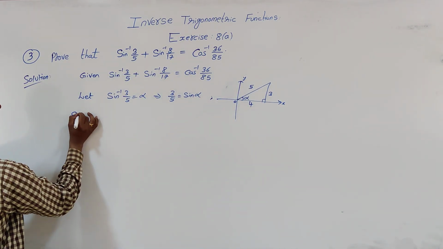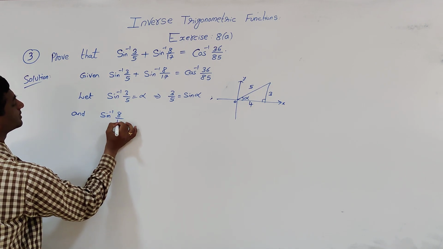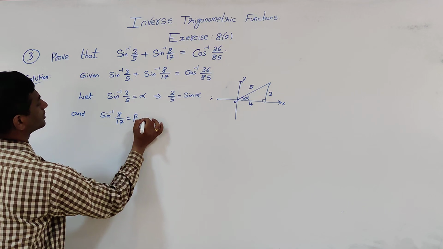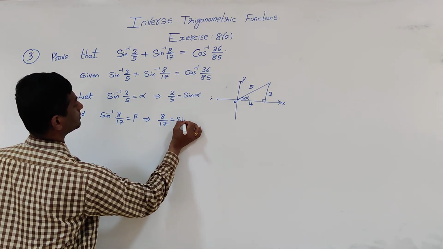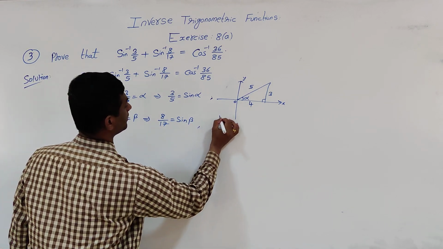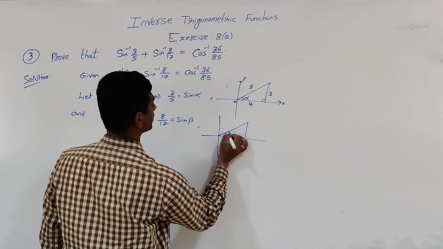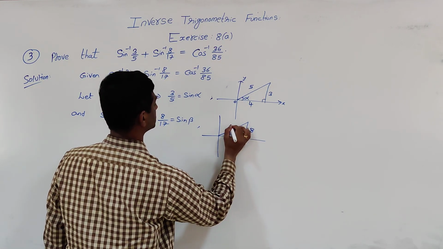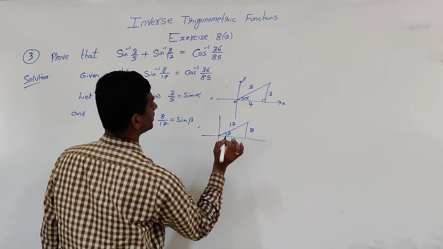Next, sin inverse of 8 by 17 is equal to beta. So 8 by 17 is equal to sin beta. Again we draw one more right angle triangle for beta. Opposite side is 8, hypotenuse is 17 and this becomes 15.